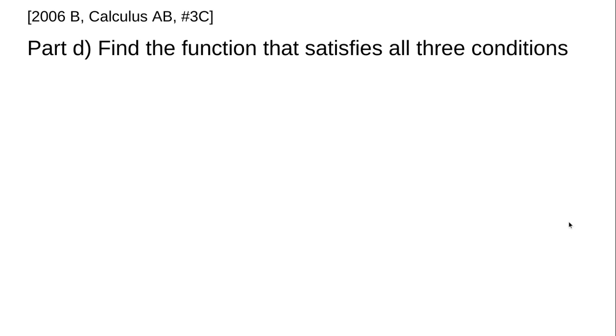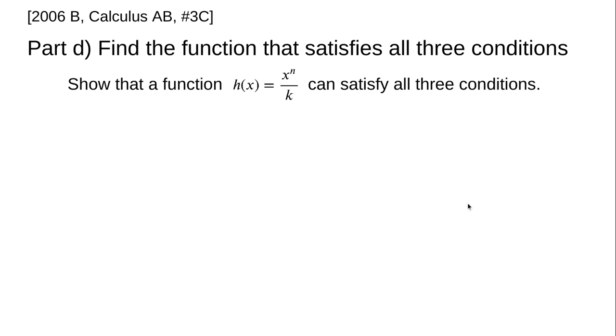In part D, we are asked to find a function that satisfies all 3 conditions. To do this, we show that there's a function h of x of the form x to the n over k, which can satisfy all 3 conditions of the question. First, h of 4 equals 1. If h of 4 is going to equal 1, we would need 4 to the n over k to equal 1. This implies that 4 to the n is our value of k.